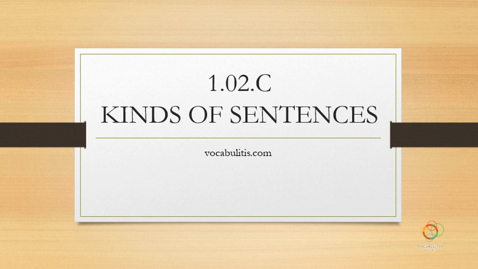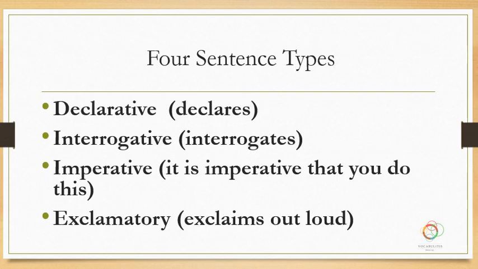Let's talk about the different kinds of sentences. There are 4 sentence types, and they are the declarative sentence, interrogative sentence, imperative sentence, and exclamatory. In order to understand the words here, these are just big names, but to understand them a little better, think about the meaning of the word or some similar meaning you might know.